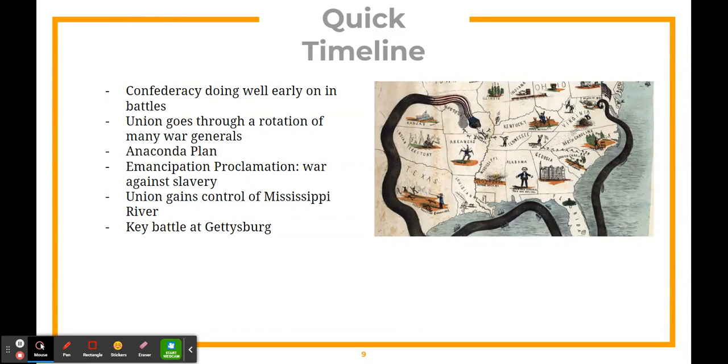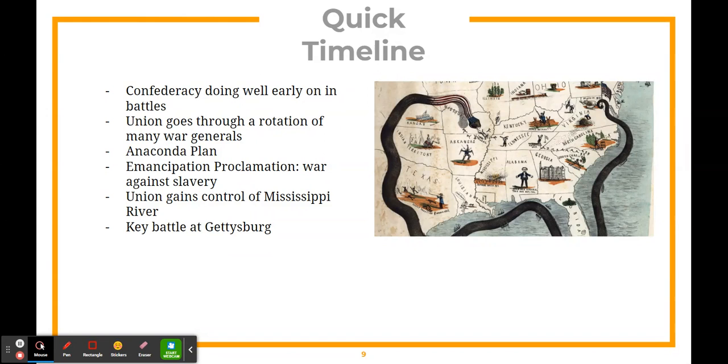The Union's main plan was to initiate a blockade called the Anaconda Plan. They wanted to starve the South of their supplies by surrounding them on all sides, with a naval blockade near the Atlantic Ocean, and also by surrounding the Mississippi River and controlling that source of transportation, and then they could, in effect, starve the South of their supplies.